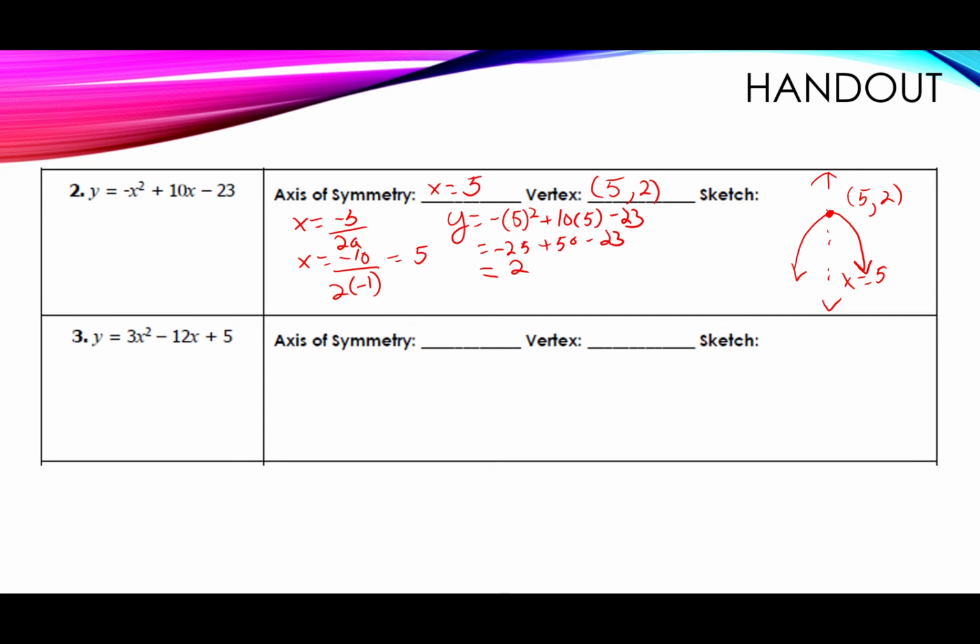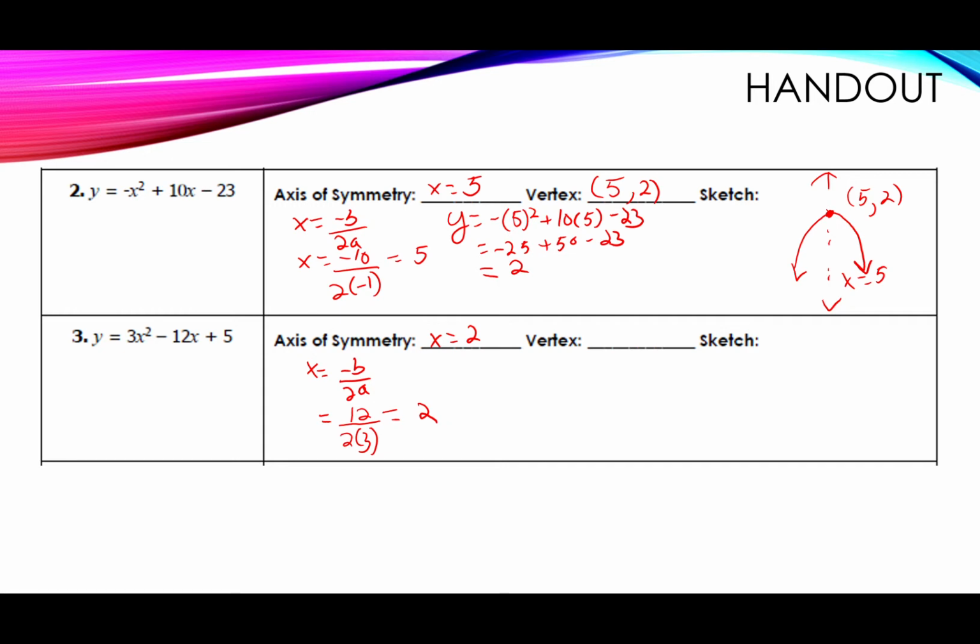Axis of symmetry. Again, x equals negative b over 2a. Negative b, where b is negative 12 in this case, so I have to change that sign. So now it's going to be 12. I know it says negative b, but since b is already negative, I change the sign. Then 2 times 3, which is 6, and that gets me 12 over 6, which is 2. So x equals 2 is my axis of symmetry.